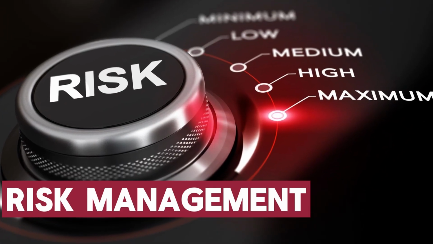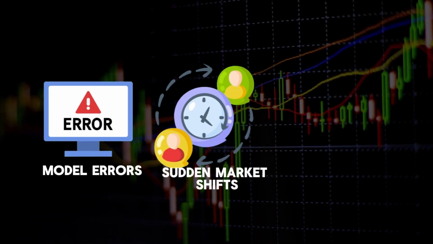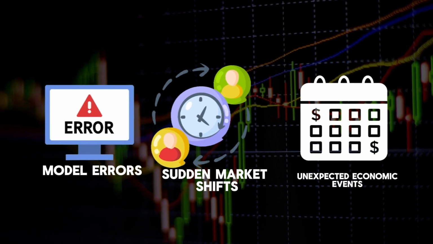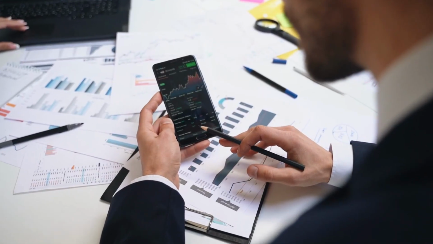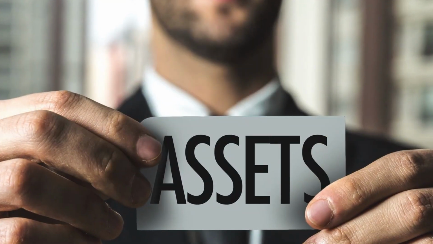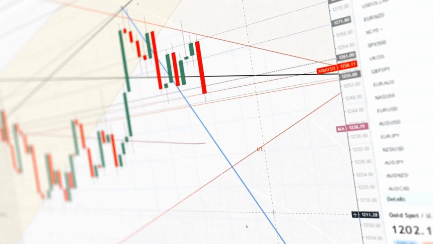Risk management. Like all arbitrage strategies, statistical arbitrage is not without risk. Model errors, sudden market shifts, or unexpected economic events can disrupt price patterns and lead to losses. Traders use stop-loss orders and constant monitoring to mitigate these risks. Diversifying across multiple pairs of assets can also reduce exposure to individual market movements.